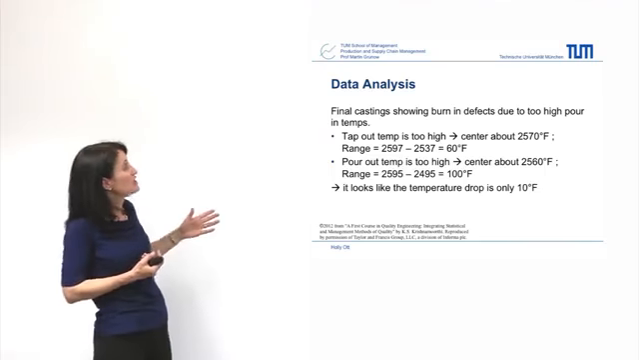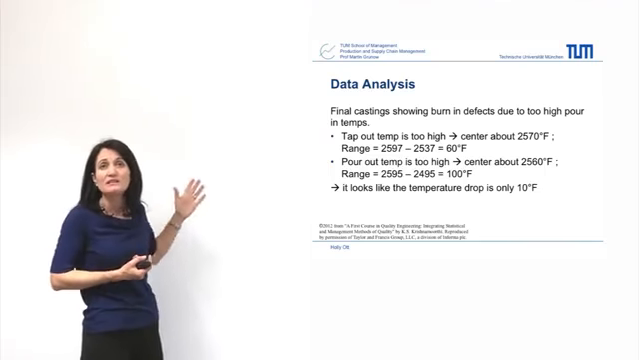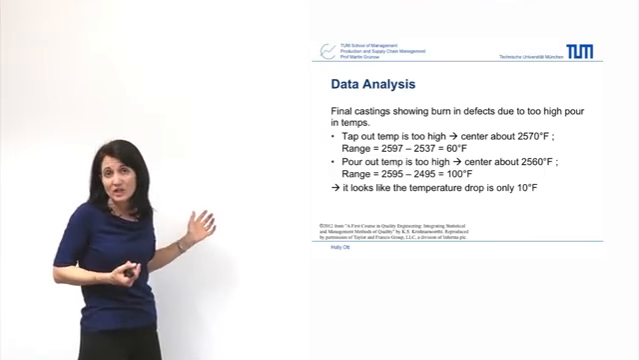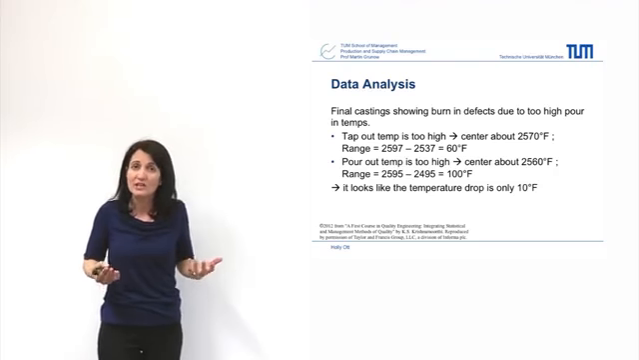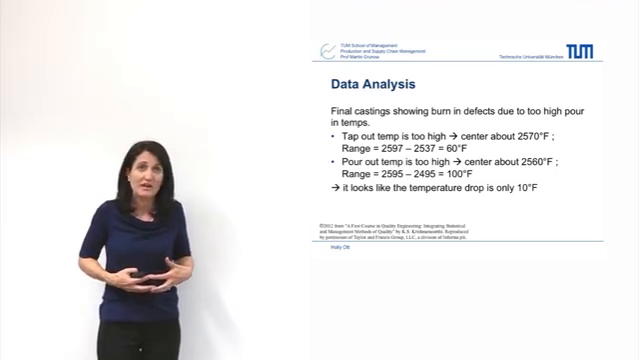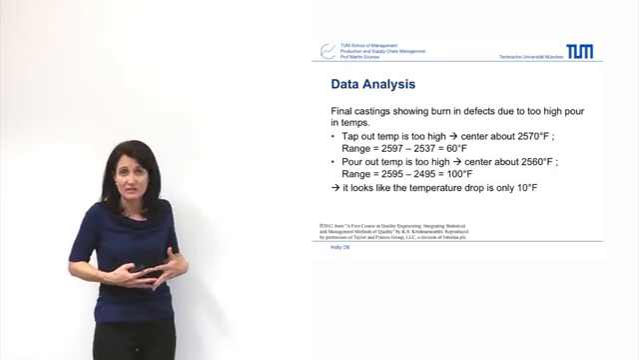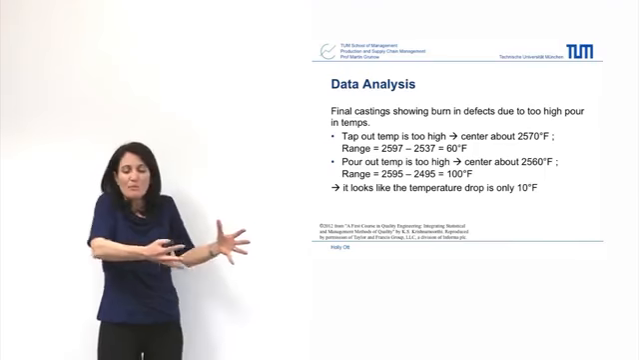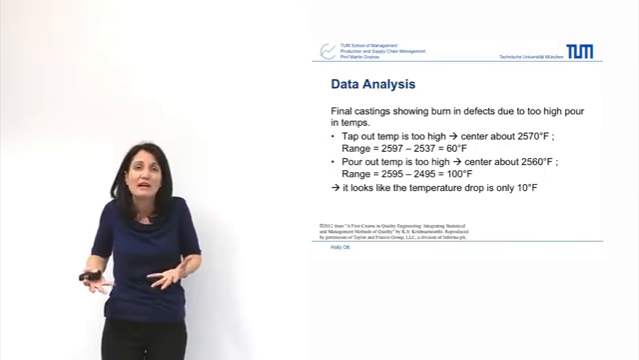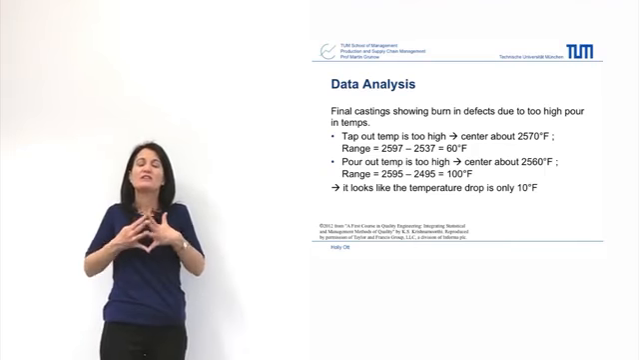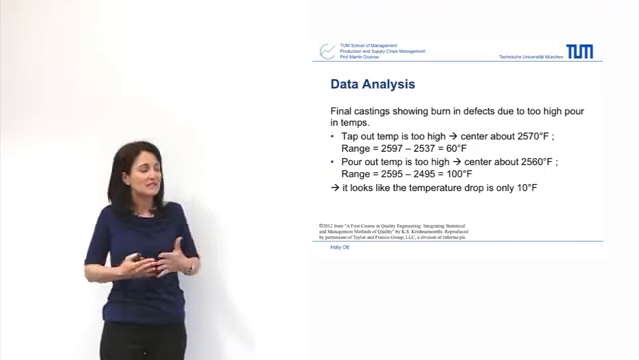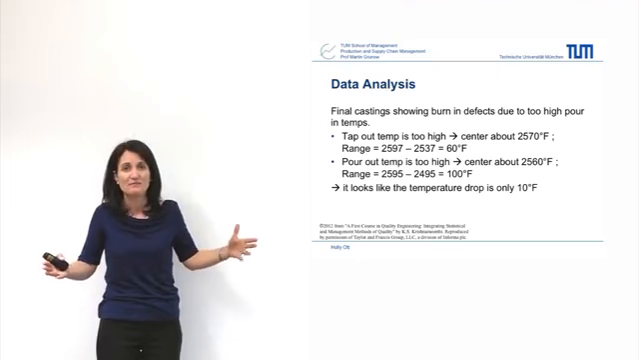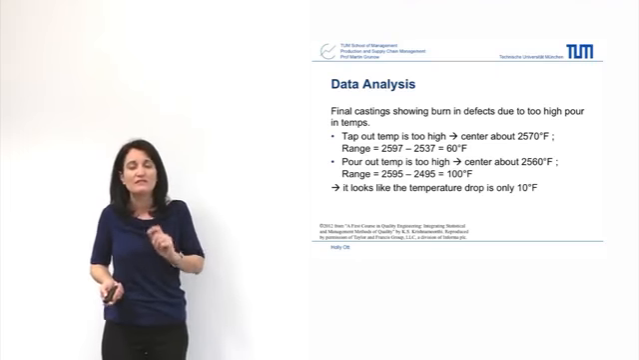So, just to summarize our data one more time. We're getting burn-in defects due to too high pouring temperature. The tap-out temperature is centered at about 2,570 degrees Fahrenheit with a range of about 60 degrees Fahrenheit. Once this molten metal travels, it comes to the pouring phase, and it's also too high. It's centered at 2,560 degrees, which means that this initial estimation of a 20 degrees drop is too high. It should be more like 10 degrees. And so that's the first thing that's wrong.